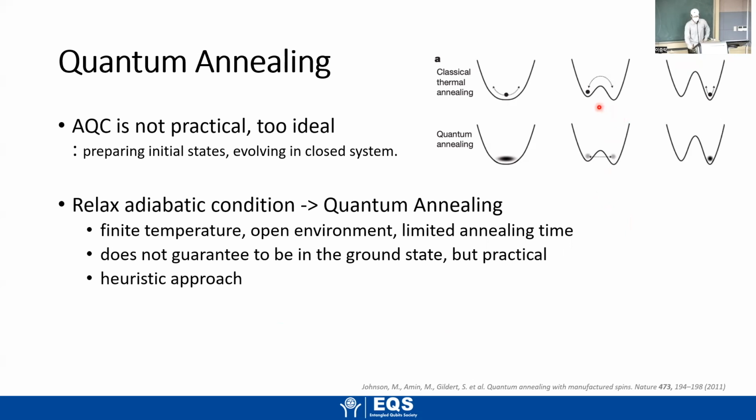So in thermal annealing, in order to jump out of a local optimum to reach the global optimum, we need to introduce some heat to the system. For example, imagine this barrier is very tall and high. In classical thermal annealing, it would be very unlikely for the system to jump out of a local optimum to reach the global optimum. But in quantum annealing, we can expect a quantum tunneling effect so that the height of the barrier does not really matter.